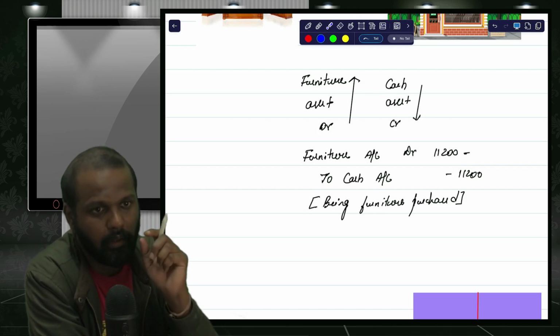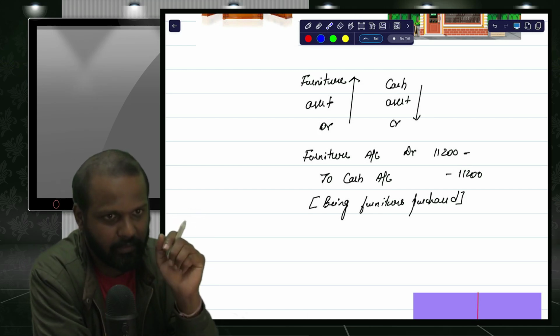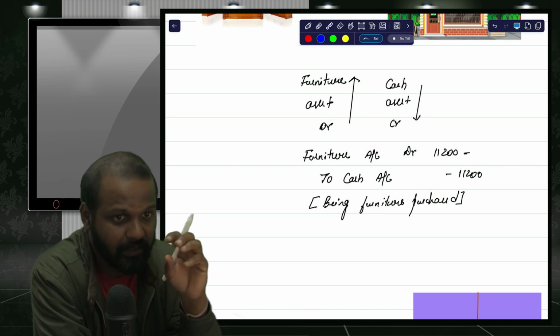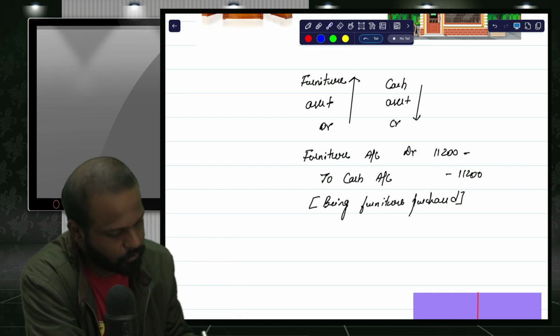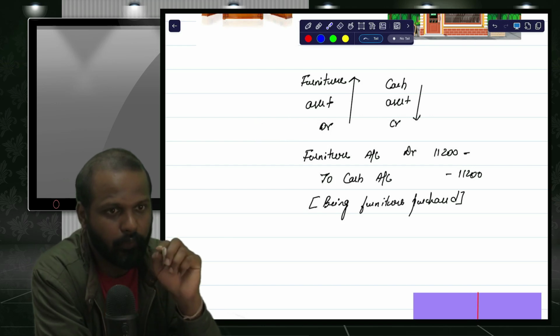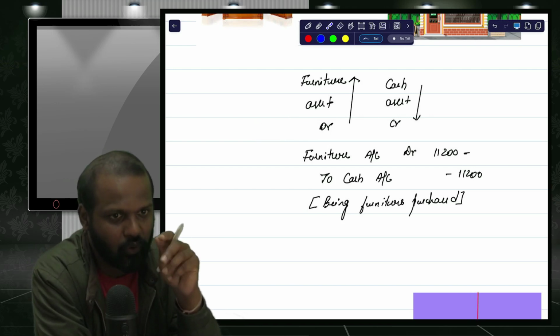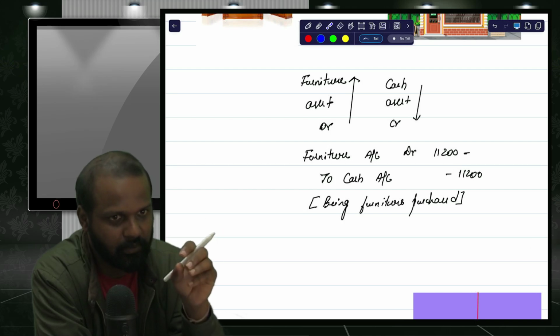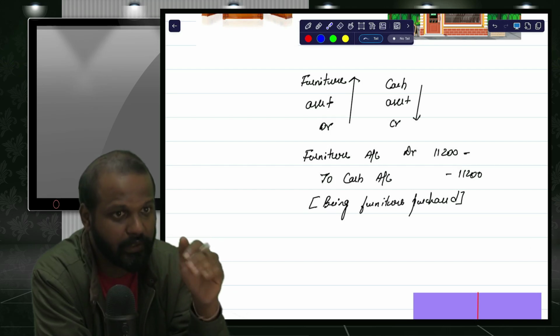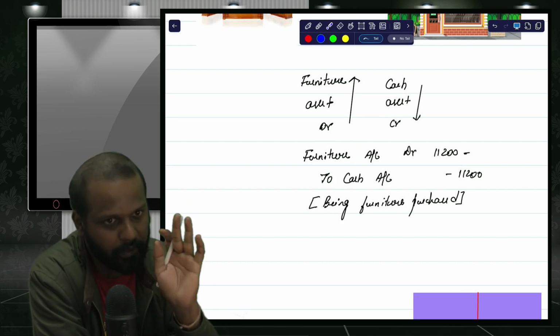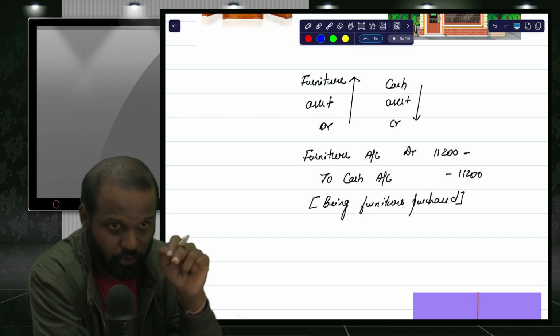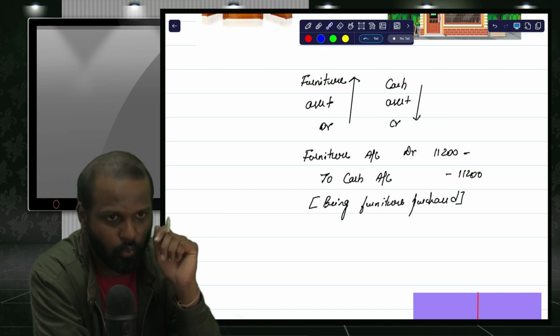Be careful. Whenever you buy anything other than goods, if you purchase the goods, then you should record it as a purchase. You are not buying goods over here, you are buying an asset. So if any transaction is relating to an asset, we should record the transaction by using the name of the asset. So name of the asset is furniture, you just write furniture, don't write purchase. Purchase you should write when you buy the goods.